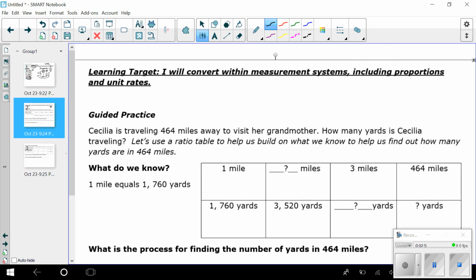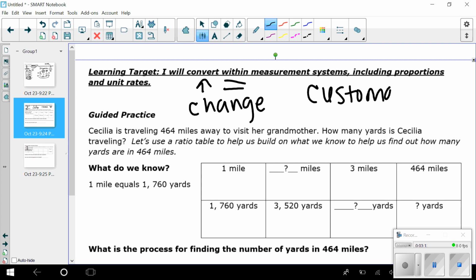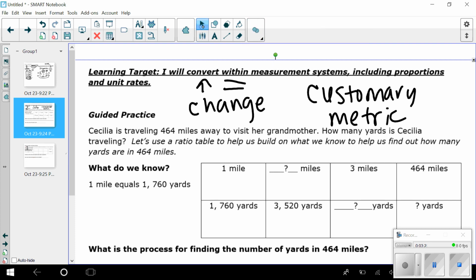All right. So next, if you'll look, today we're going to convert. That means to change, right? Within a measurement system. Remember, there's two measurement systems that we have. We have customary and we have metric. Okay? For this problem, we're going to look at customary. Okay?